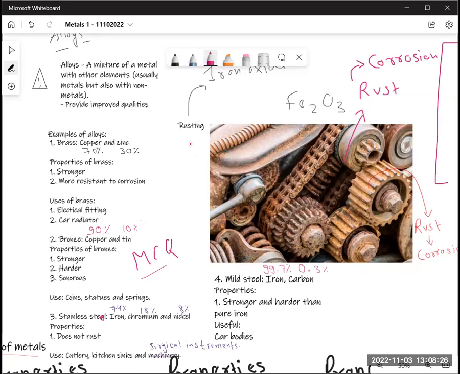Sir, I'm done. Neha, how much have you finished? Sir, mild steel, stronger and harder than pure iron. Okay. Now for the other people, I'm going to take a quiz. It's like a points thing, a competition like basketball, badminton or tennis.